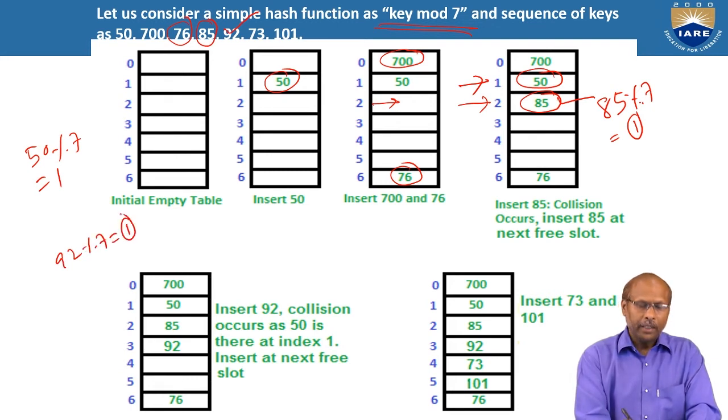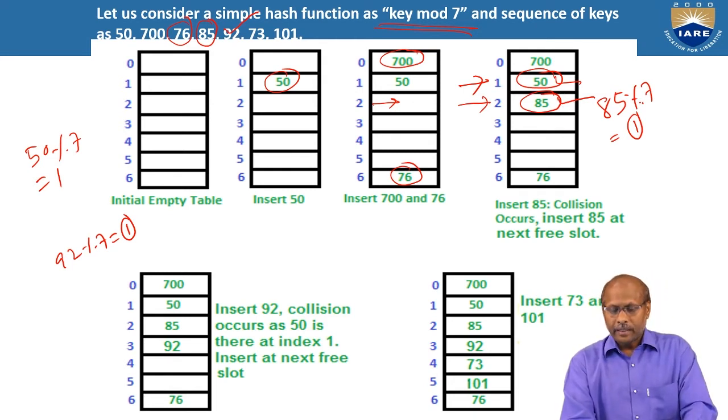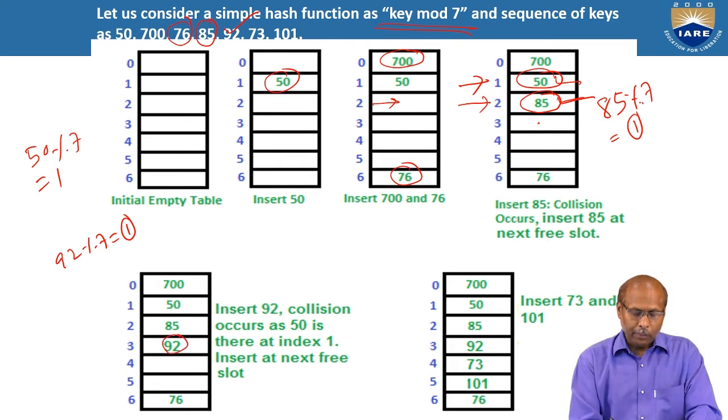Here also gives the remainder 1. But in the 1st position, data 50 is already there. Then come to the next position. 85 is there already, so this slot is also not free. Then come to the next position, that means the 3rd position. In the 3rd position this slot is free, so the 92 will be stored in the 3rd position.